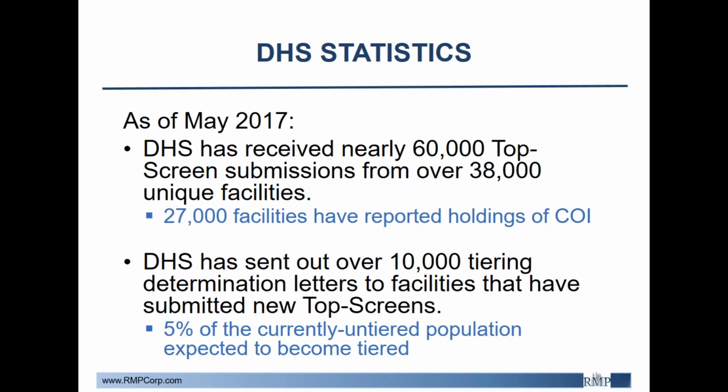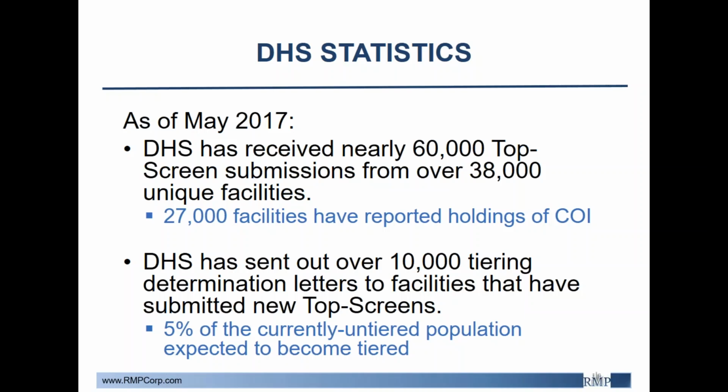I double-checked this information and what it was considered new. New is just all-encompassing. Again, it is from the beginning of the CFATS program. So of those 38,000 facilities, unique facilities, 10,000 of them were tiered. And an interesting caveat that I found from some of the research they've compiled is 5% of the currently untiered population is expected to become tiered.